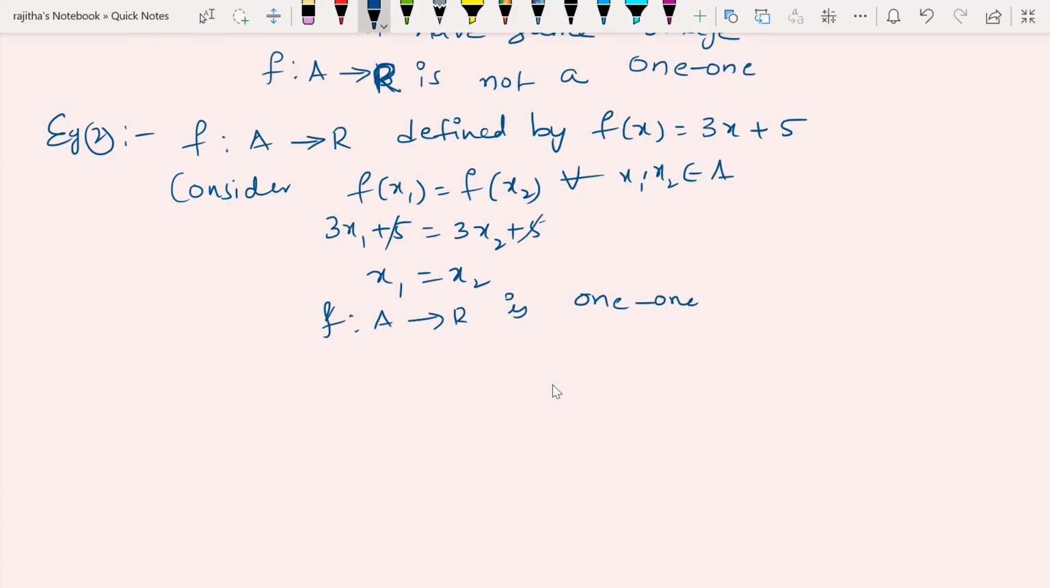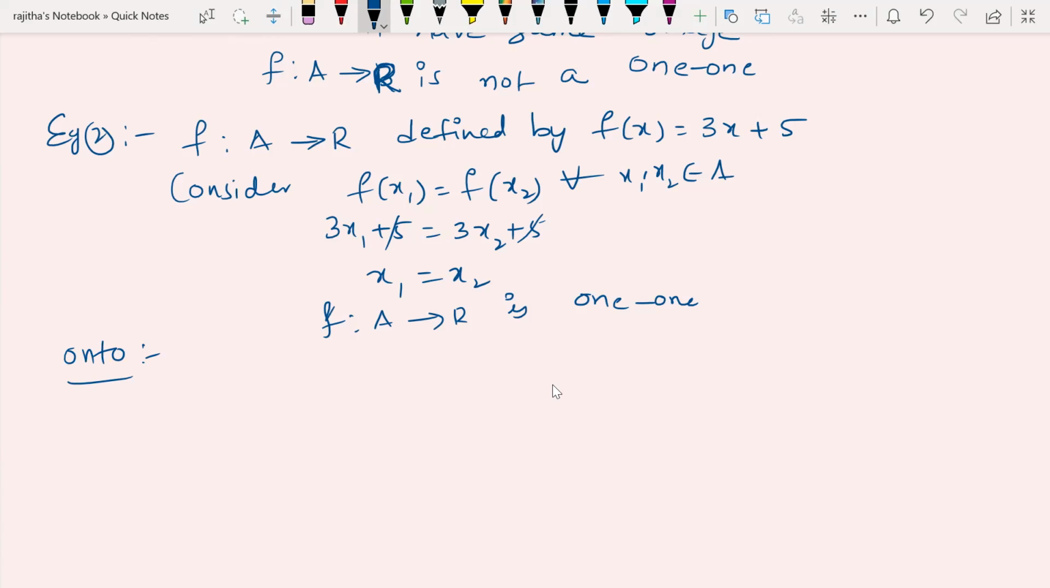Next I'll discuss one more type, onto function or surjection. If a given function does not satisfy the one-one condition, then it is many to one. Not one-one, it is many to one. A function from A to B is said to be many to one if there exist at least 2 distinct elements in set B.